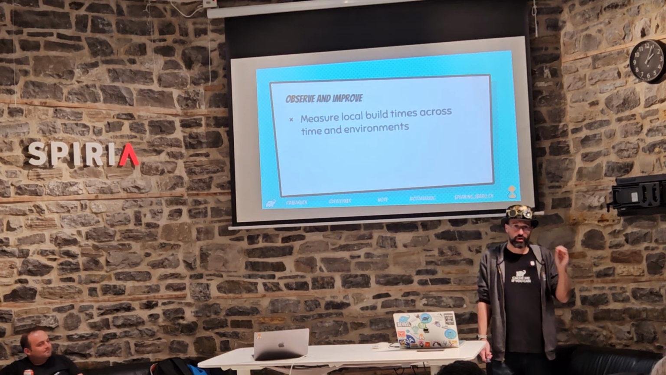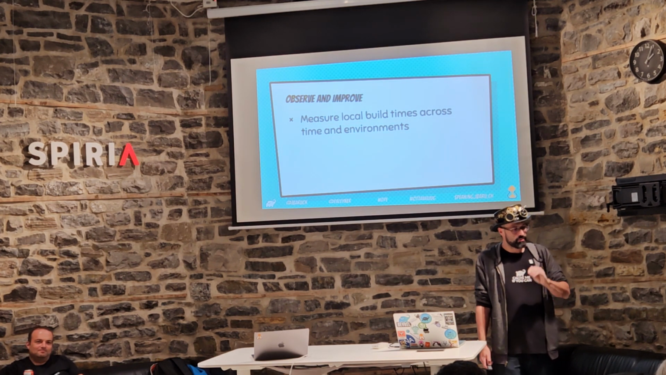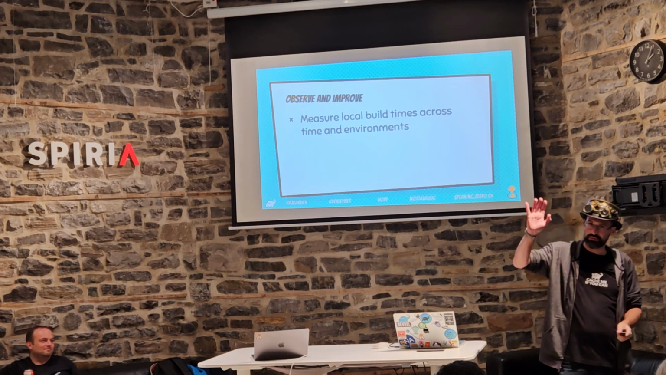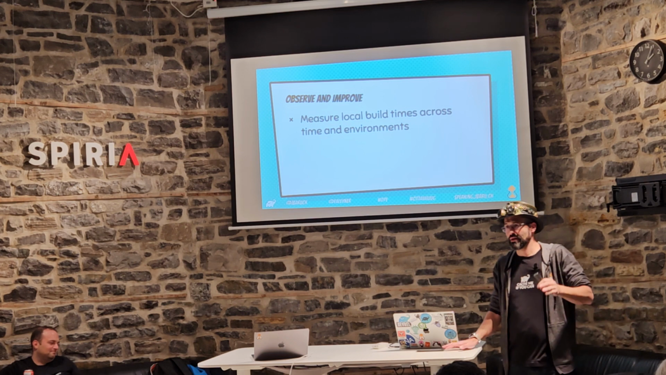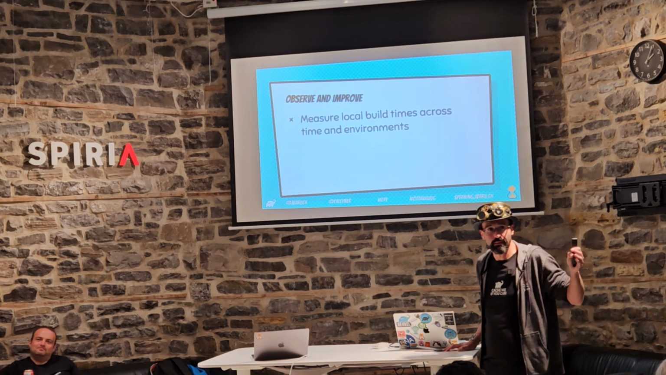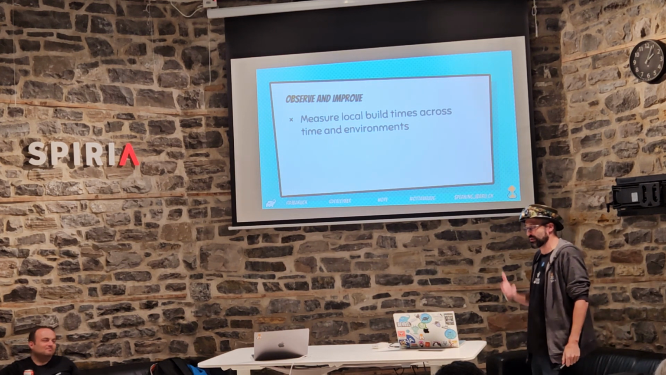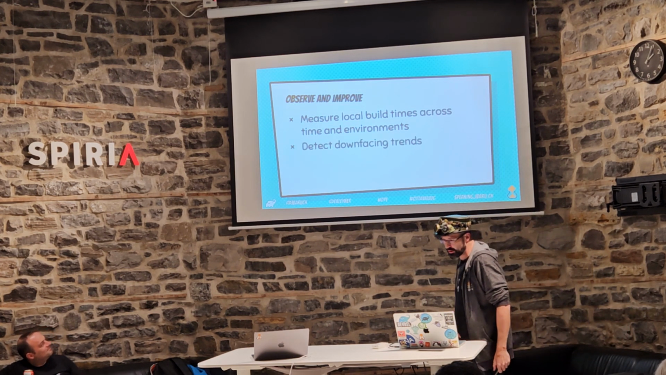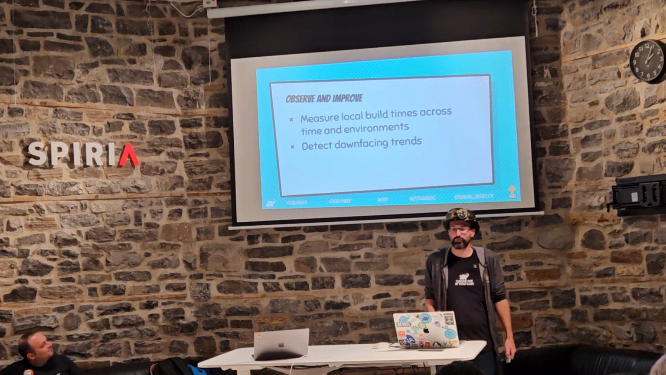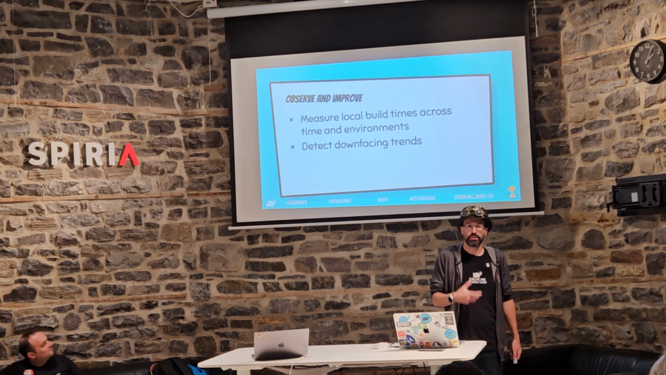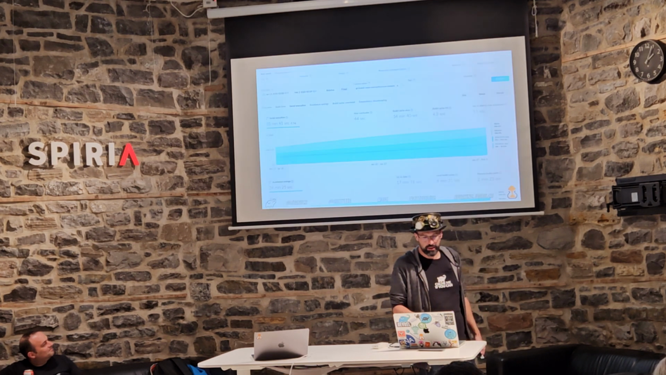Across time, across different environments, how is your build at home? How does it differ if you go to the office? Maybe you have a virtual environment where you sometimes run the build. How does it run there? Is it faster? Is it slower? And then watch for downward-facing trends. And when you find them, you go ahead, find root causes for why it becomes slower, and improve.